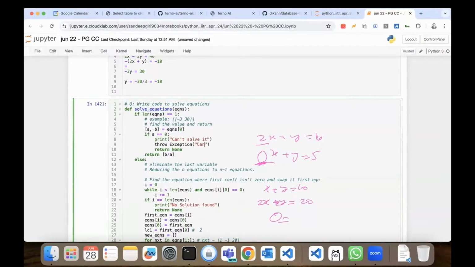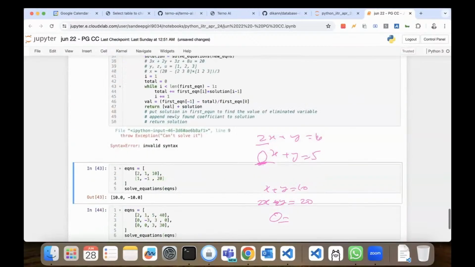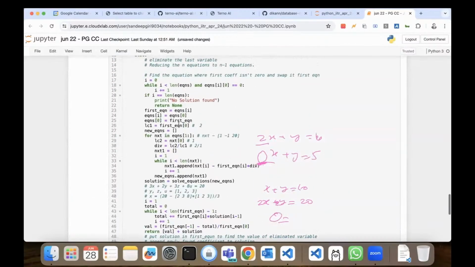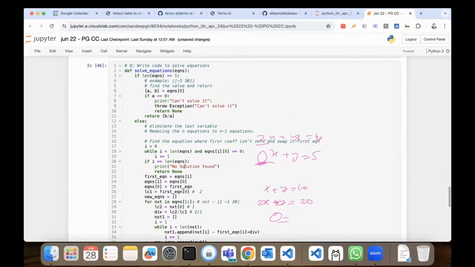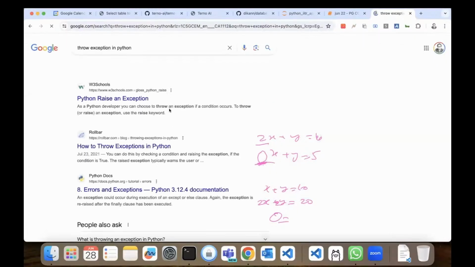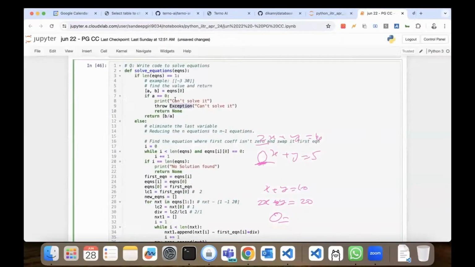Can't solve it. Got it? Something like that. How do you throw an exception in Python? Right? It's called raise, not throw.